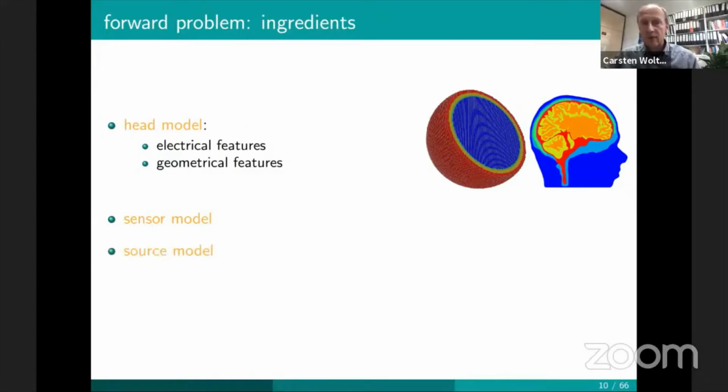The source model is more complicated because nobody can tell us what the best source model is. We know that it is not as focal as the mathematical point dipole, definitely not. But it is difficult to define the atomic particle of our inverse problem that is the best one for source analysis.